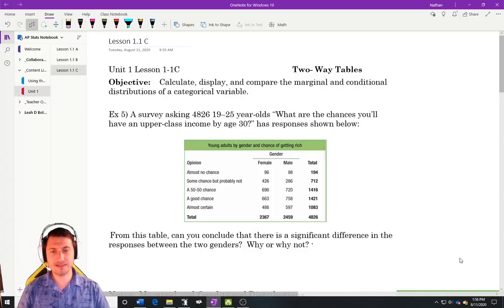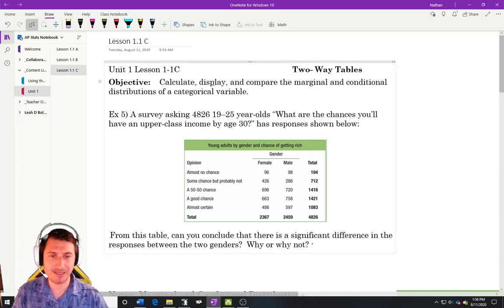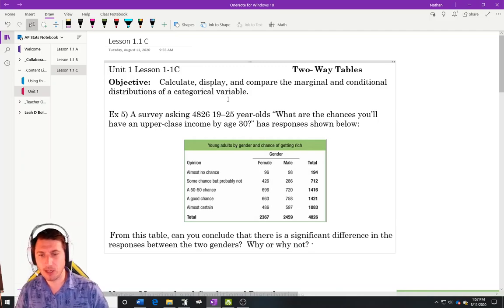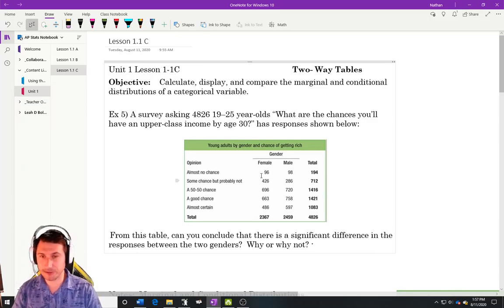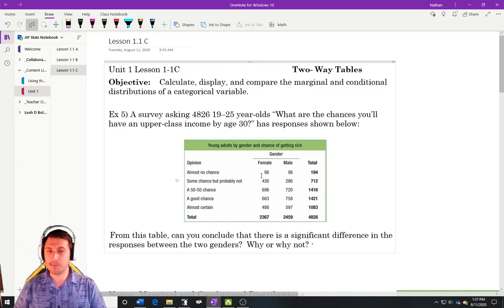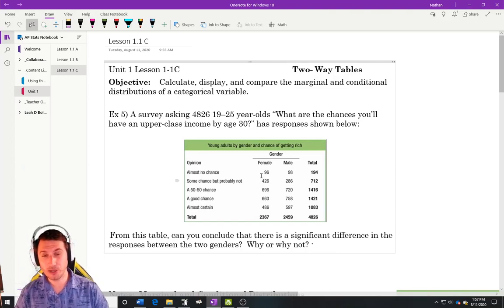Hello AP Statistics students. In this video, we are going to calculate, display, and compare the marginal and conditional distributions of a categorical variable. Now, what does that mean? So say you took a big survey, you have all this data, you put this data into a table. What do you do with it? Well, a picture is always great, but what else can you do? There's a lot of data, there's a lot of information, there's a lot of analysis you can do with that data, and we're going to take a look at some of it.